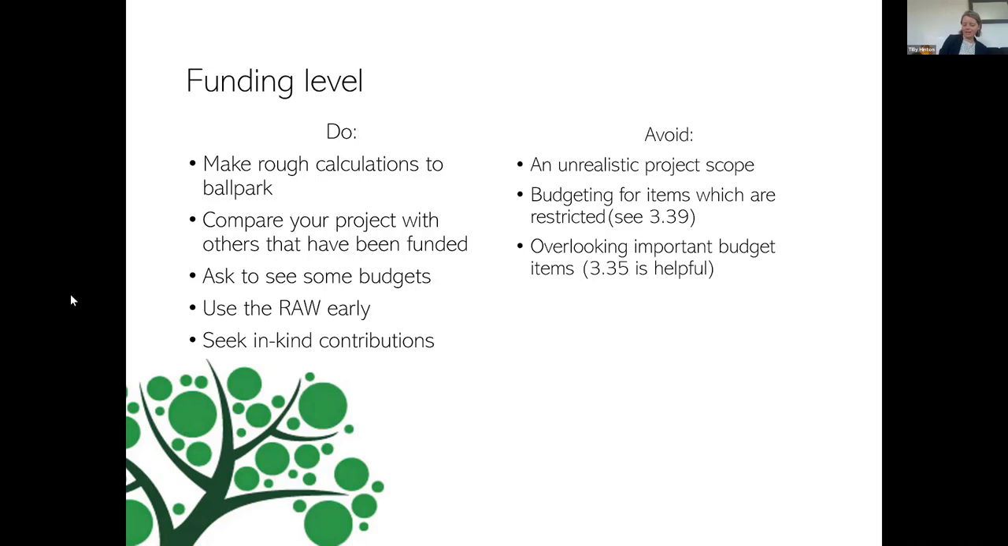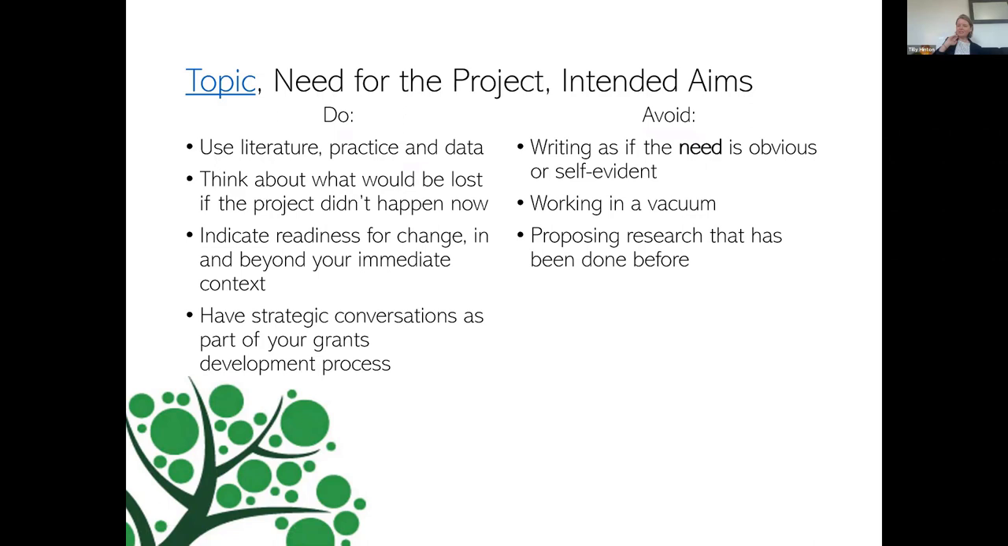So then the next kind of cluster of things in the EOI is the topic, the need for the project, and the intended aims. So obviously you're going to be drawing on literature, practice, what's really going on, and data. Are there things that you know, either from your own data sets that you collect in unit coordination and course coordination? Is there data available nationally or institutionally that points to this project being necessary?